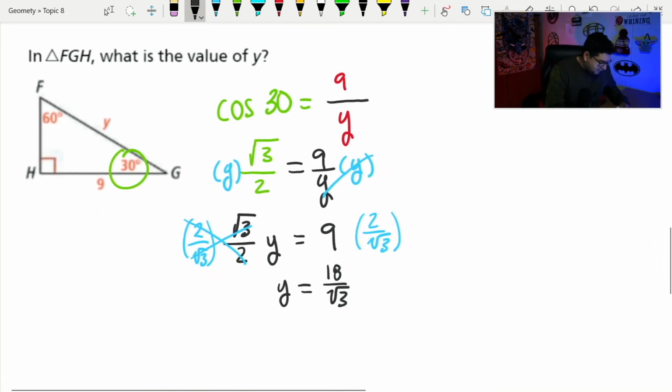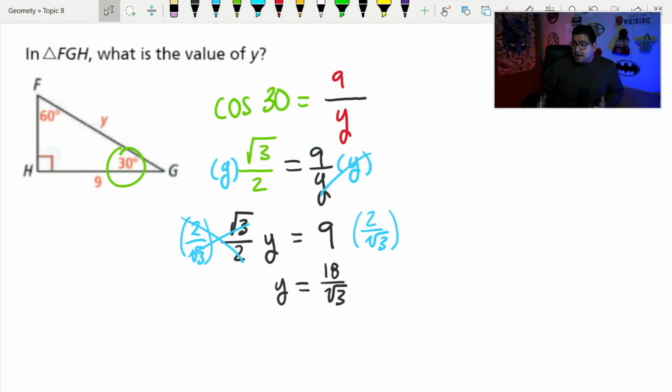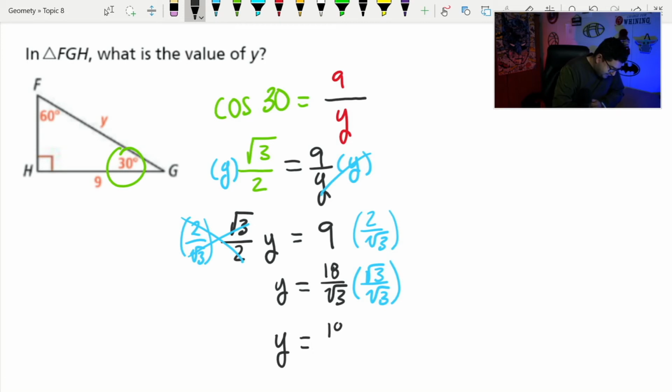In order to simplify a radical or square root, whatever you call it, we're going to multiply by 1 in the form of square root of 3 over square root of 3. Okay, what happens here is on the top we get 18 square root of 3, and on the bottom we just get 3. 18 divided by 3, however, is 6, so our answer is 6 square root 3.